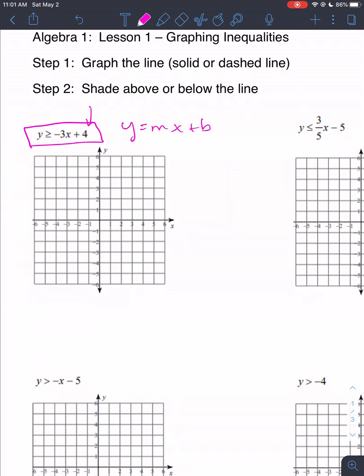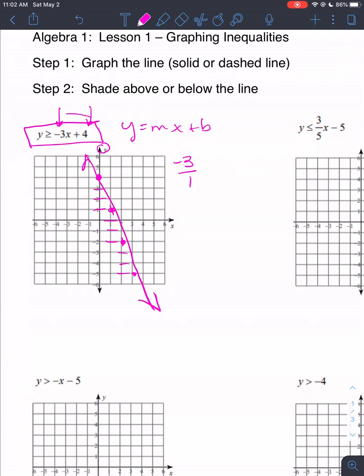Starting with the b, the y-intercept, we're going to go on the y-axis to positive 4, put a point, and then we're going to use our m, our slope. Our slope is negative 3, which we know means negative 3 over 1. So starting from the y-intercept, the 4, we're going to go down 3 over 1, put a point, down 3 over 1, put a point, and as best I can, I'm going to sketch in that line.